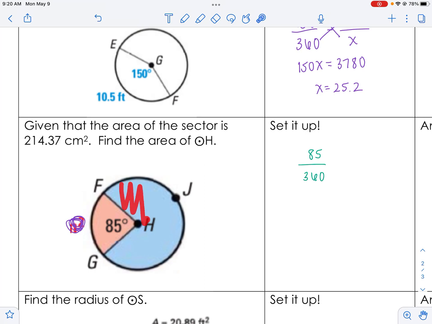But if they were talking about the blue one, which I think some things got cropped out in this problem, then I would just do 360 minus 85 and then use that. So I'm using this red sector. So 85 over 360 equals, and now I need to be careful. They said given that the area of the sector is 214.37. So that's not the area of the circle, that's the area of the sector. That's the part that's going to go on top. So 214.37. Find the area of the circle, so find x.